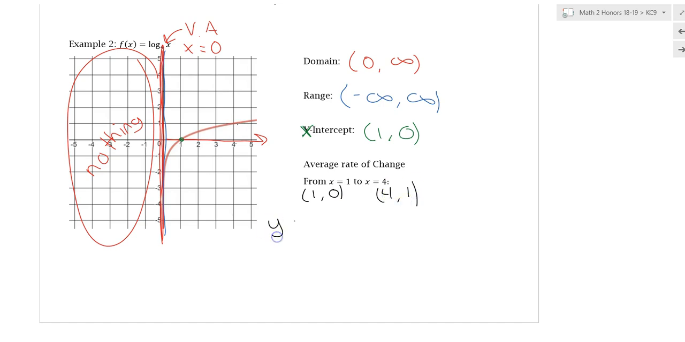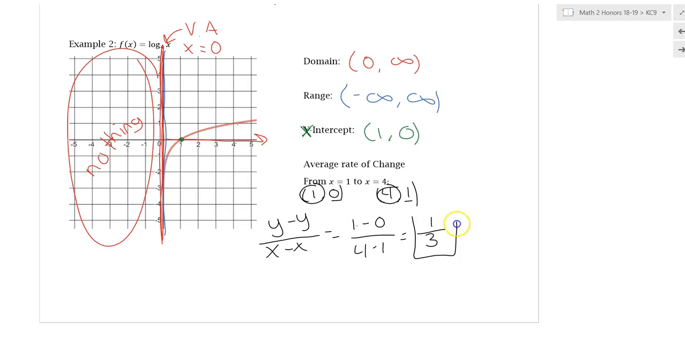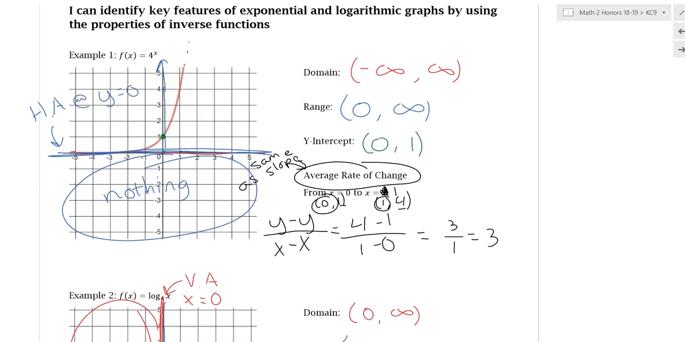So again, average rate of change is y minus y over x minus x. So y minus y, x minus x. 1 minus 0 is 1. 4 minus 1 is 3. We get 1/3.